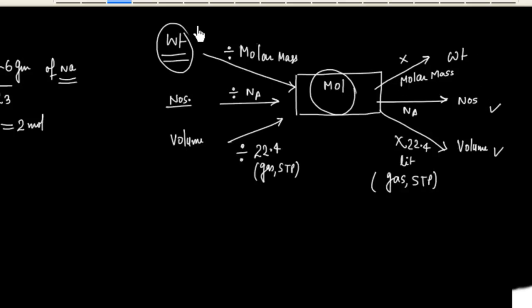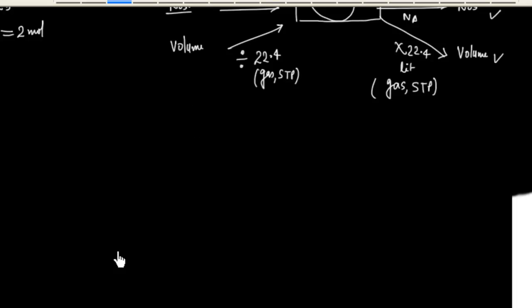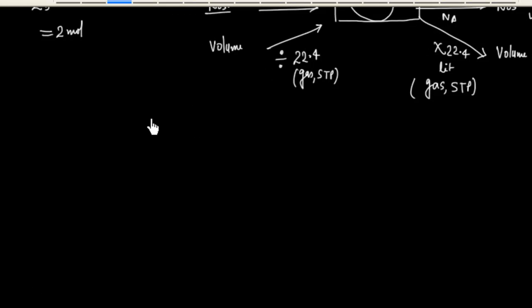So if I say convert 26 gram or 36 gram of sodium into numbers, what do you have to do? First convert weight to mole and then mole to number. So we can basically have this kind of conversion. We can convert weight to number, and we have to go via mole. So anything we have to first convert into mole.